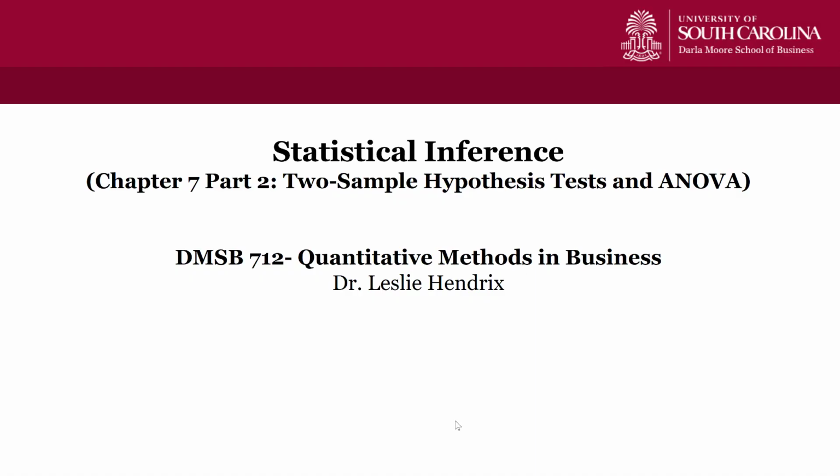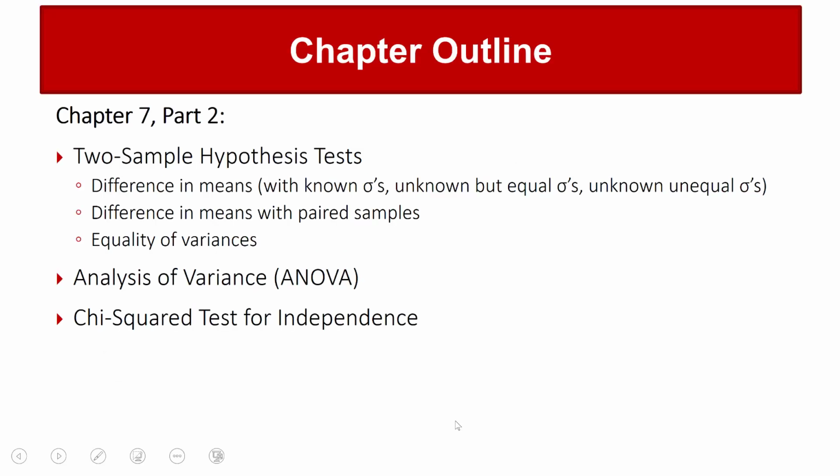Two sample hypothesis tests and ANOVA, Chapter 7, Part 2. So we're going to go over two sample hypothesis tests, difference in means with known sigmas, unknown but equal sigmas, and unknown but unequal sigmas, a difference in means with paired samples, and a test for variances.